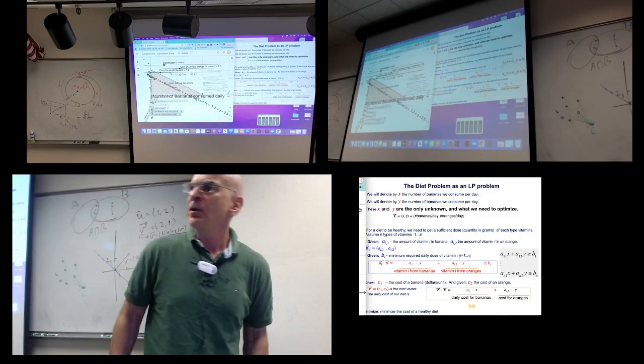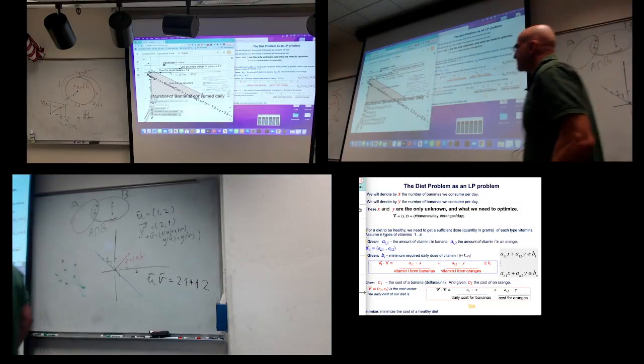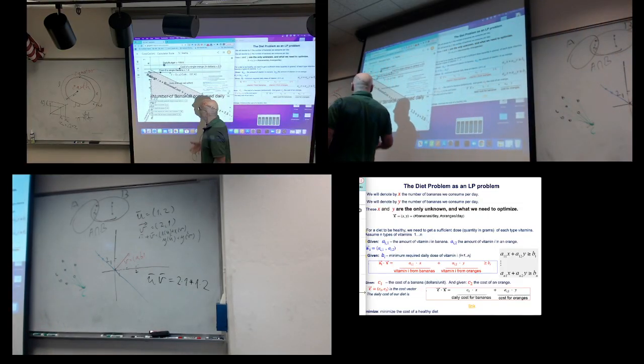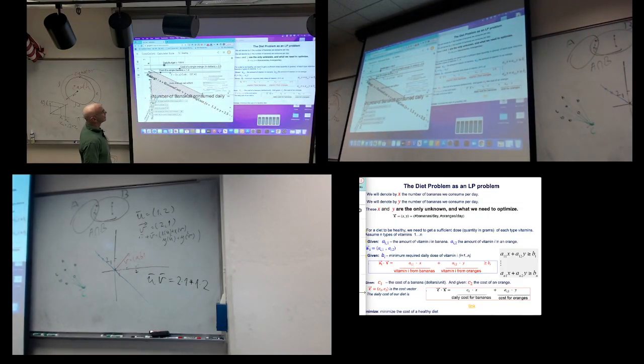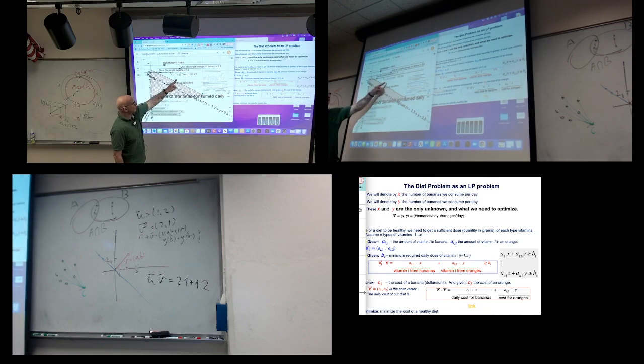So first, how do I make it into a geometric problem? Why is this relevant for computational geometry? I'm going to make it into a geometric problem because every point in the plane, x, y, I'll think about as a possible diet. Quantities of bananas and oranges that I'm going to consume per day. Remember, no other sources of food.